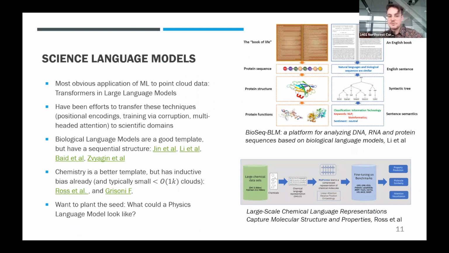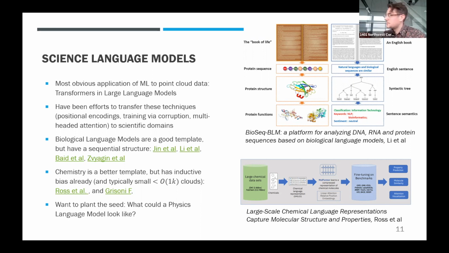So let me compare that with other domains in science. Clearly, the most obvious application of machine learning to point cloud data is transformers in large language models. I'll get it out of the way and say that GPT, ChatGPT, GPT-4, these are inspiring models, and it would be nice to apply their success to the fields of physics and other sciences. And there have indeed been efforts to apply these techniques to scientific domains.